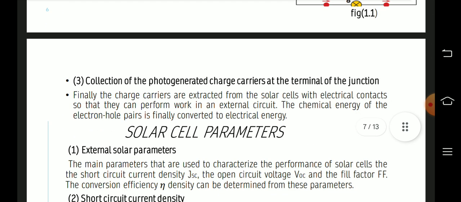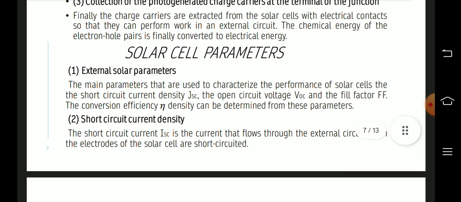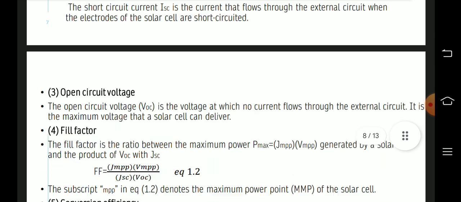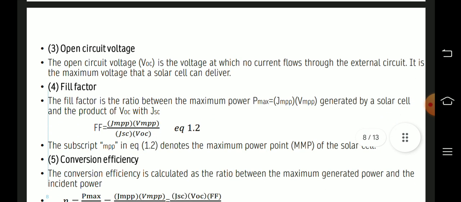And the third process is collection of the photo-generated charge carriers at the terminals of the junction. Finally, we can collect the charge by connecting terminals at the ends of the solar cell. And the next topic is solar cell parameters. That is external solar parameters: short circuit current density, open circuit voltage, fill factor.